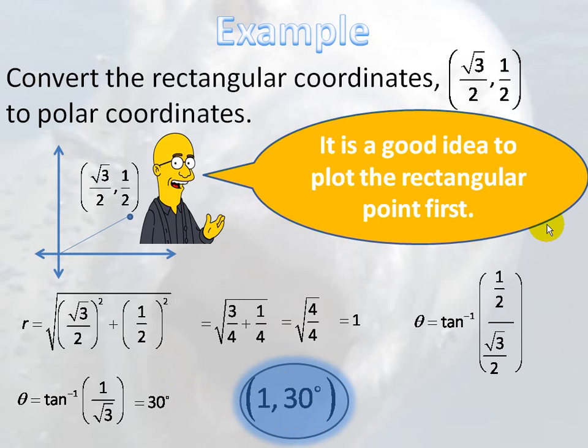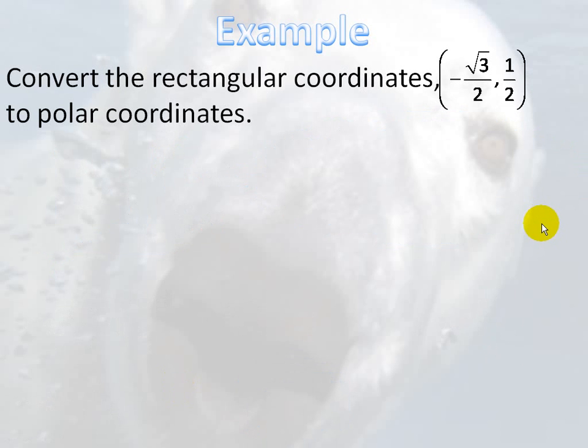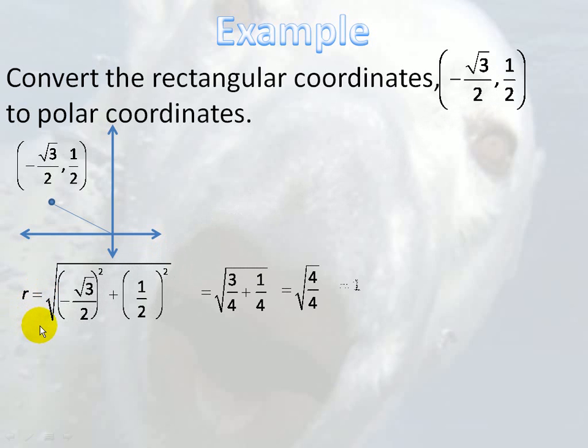Okay, let's look at another one. Now, notice we have negative square root of 3 over 2. Now this is important because we can't just plow in here and not be aware of what's going on. We need to know where this point is. Now notice this negative x value puts us in quadrant 2. The negative x and the positive y puts us in quadrant 2. Now let's proceed on. Let's find the r, just being aware of what quadrant we're in. And once again, it looks like our r is 1.